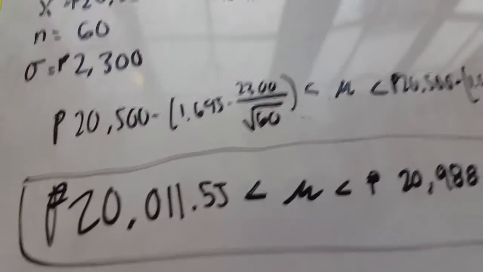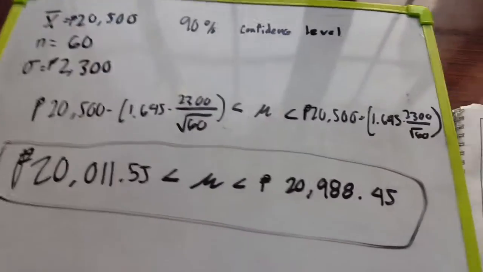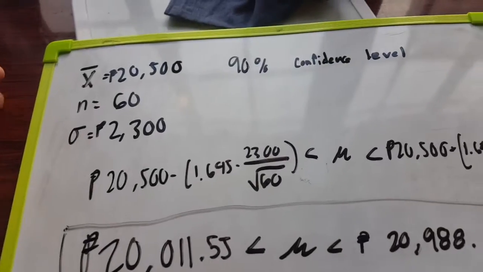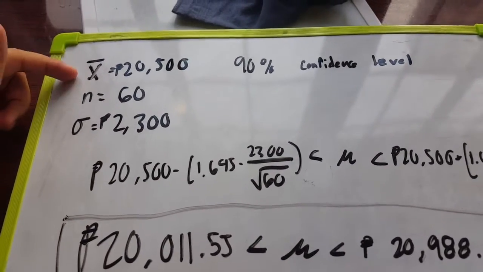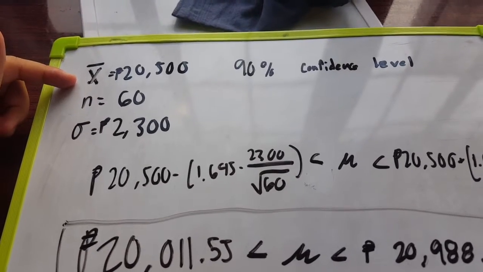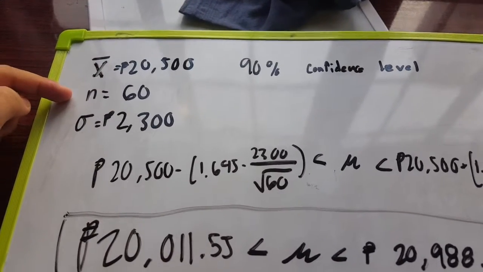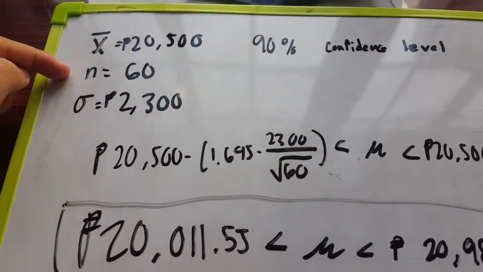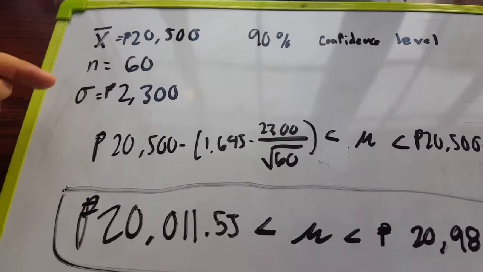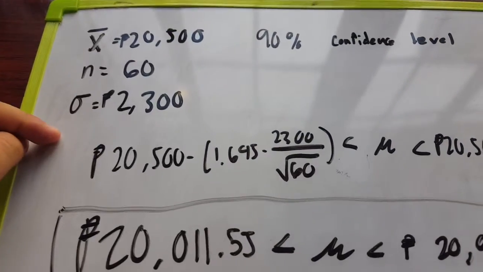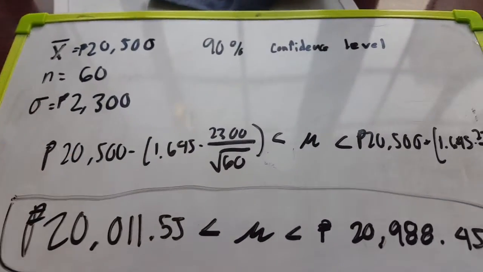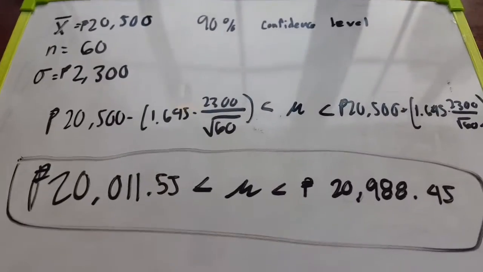In determining the interval estimate when the standard deviation is known, you have to look for the given. So here we have the sample mean, which is 20,500 pesos, the sample size, which is 60, and the standard deviation, which is 2,300 pesos. And we're going to use the 90% confidence level.